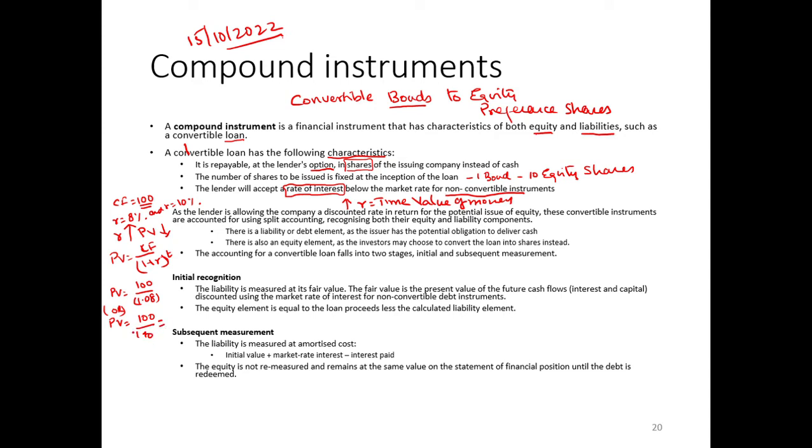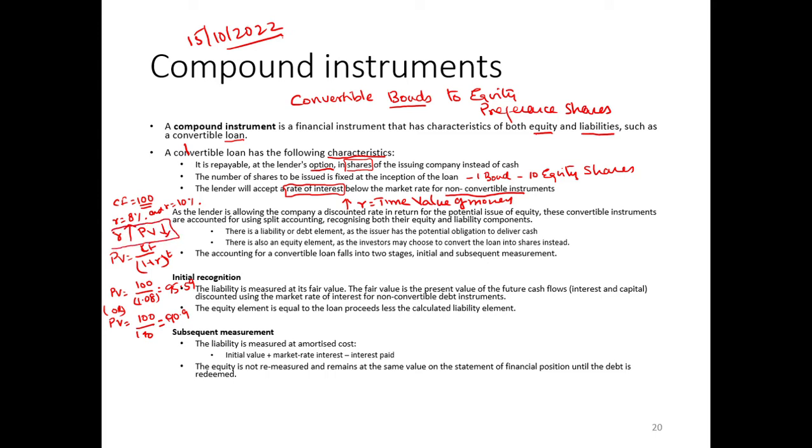100 divided by 1.08 comes to 95.59. 100 divided by 1.10 comes to 90.9. The value is less if the R value increases. This is the rule as such.